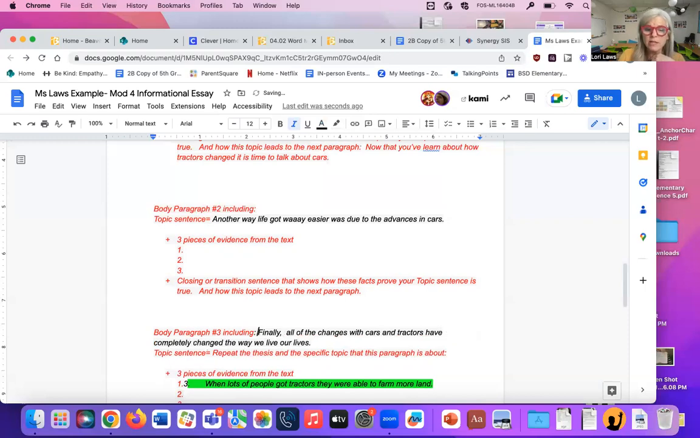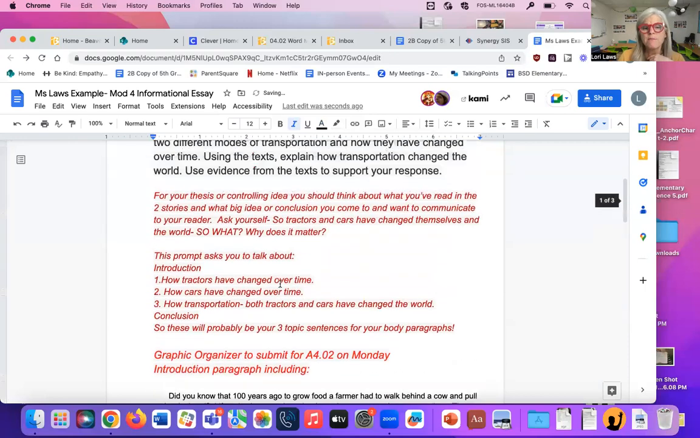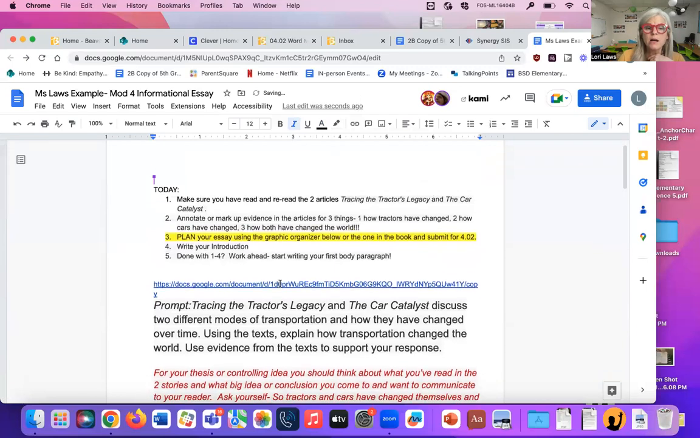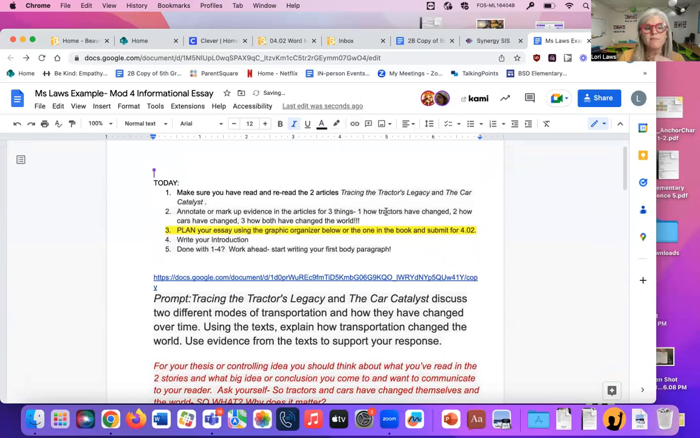And besides, you need to decide what your thesis is. Maybe your thesis is that cars and trucks have made, or tractors have made life better. Maybe it's that it's made life easier. Maybe it's just that it has changed the world a lot, because I think like Christian's thesis is that cars and tractors have really changed the world. That's his whole thesis. So pretty cool.